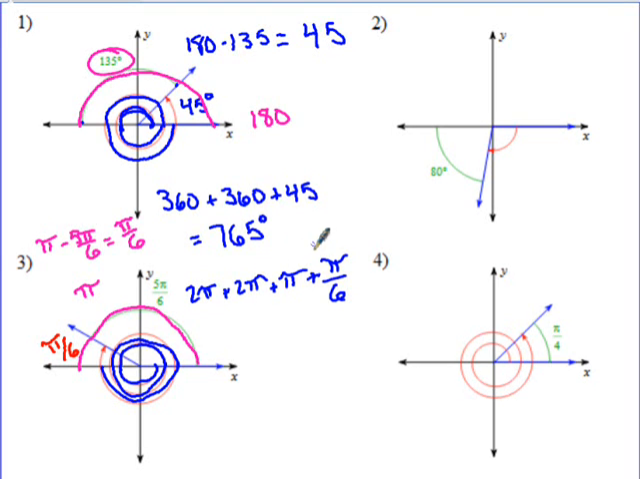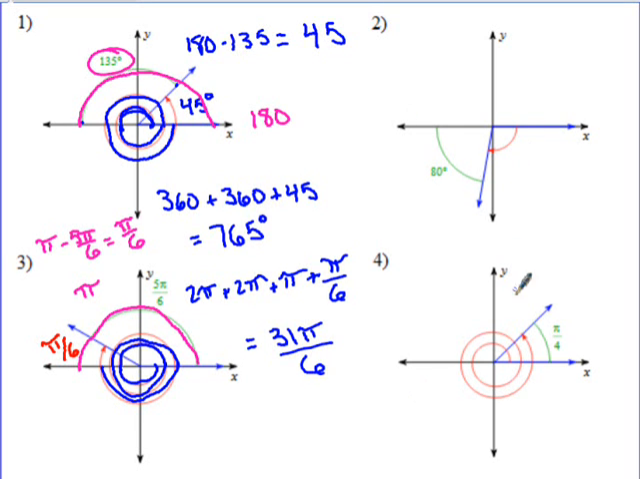Alright, so I have to add that to my running total over here. So 2 pi plus 2 pi plus pi, that's 5 pi plus pi over 6 is a total of 31 pi over 6. Alright, radians are always going to be in fractions, improper fractions, not mixed numbers, so fractions with pi in the numerator.